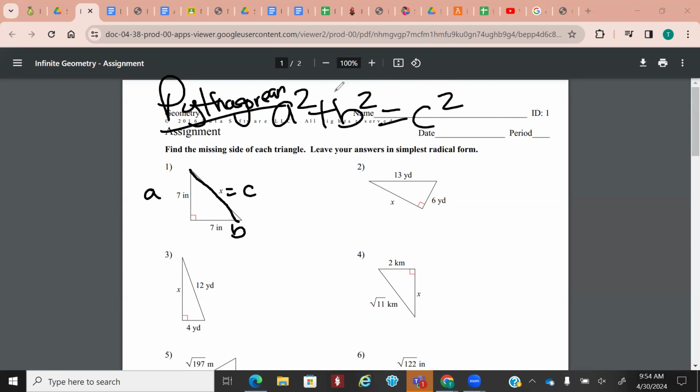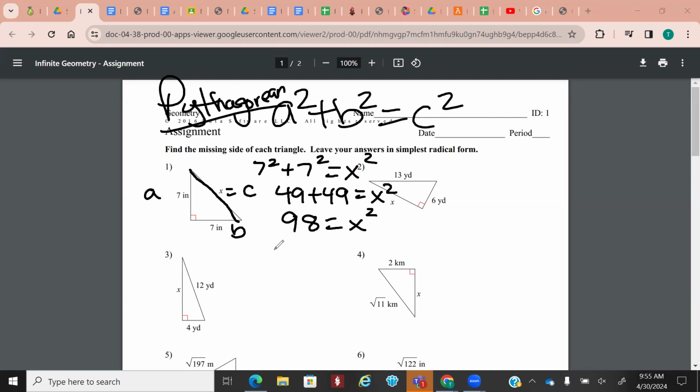So we're going to plug into our equation. So we've got 7 squared plus 7 squared equals x squared. And 7 squared is 49. So we're going to do 49 plus 49 equals x squared. 49 plus 49 is going to give us 98. And then we're going to take the square root of that. And you take the square root of 98, what do you get? Ta-da! That's it.